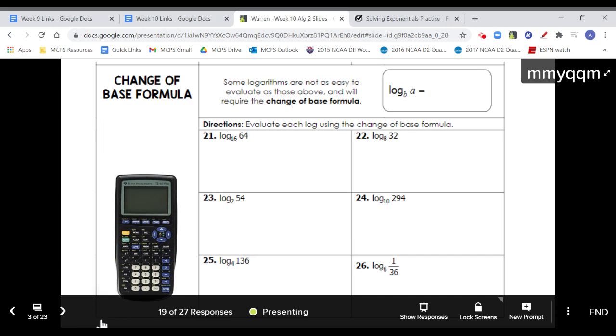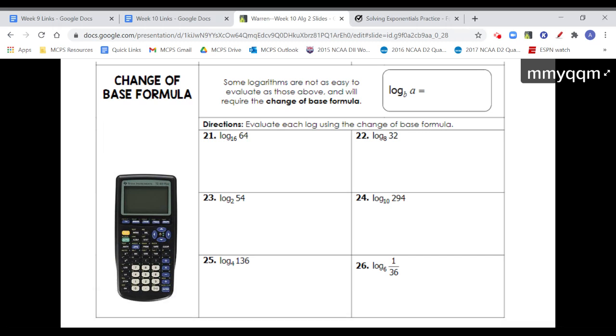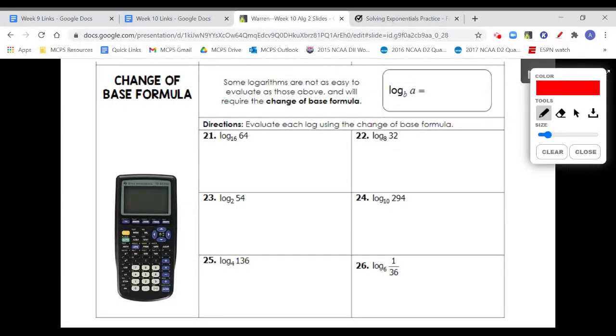Hey everyone! In this video, we're going to learn how to solve exponential equations using logarithms. But before we can get on to solving exponential problems, we're going to have to learn one thing first, and that's called the change of base formula. And so please make sure that if you haven't already, this goes into any notes that you keep.